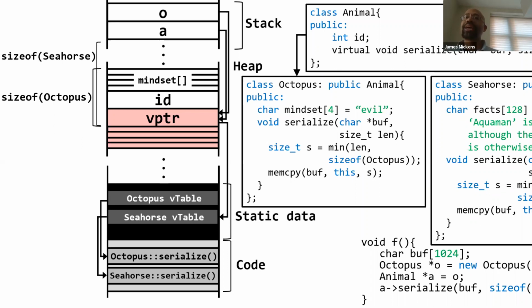So what does that mean? That means that the call to serialize through this ostensible octopus pointer is actually going to result in a memory disclosure when we call a arrow serialize. And the reason is because the memcpy inside the seahorse version of serialize is going to read more memory than it should, because the actual type of A is octopus. It's not actually of type seahorse.